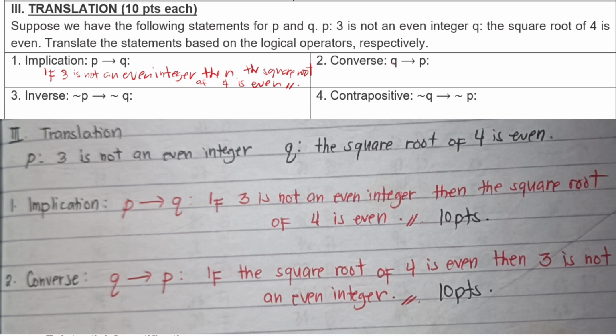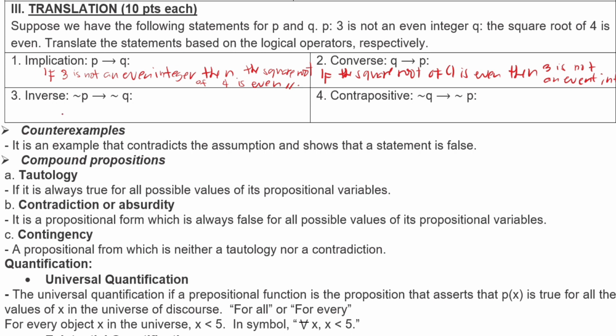Next, converse. If Q, then P. Simply get the converse of this implication. We have here now if the square root of 4 is even, then 3 is not an even integer.